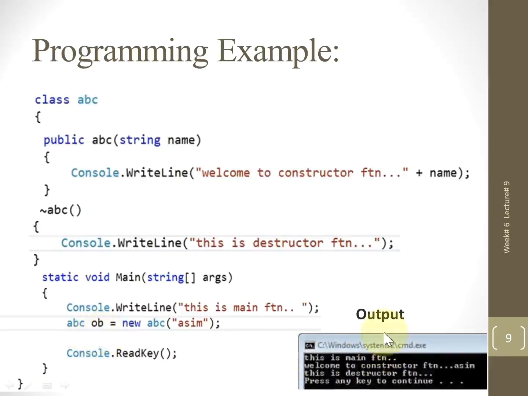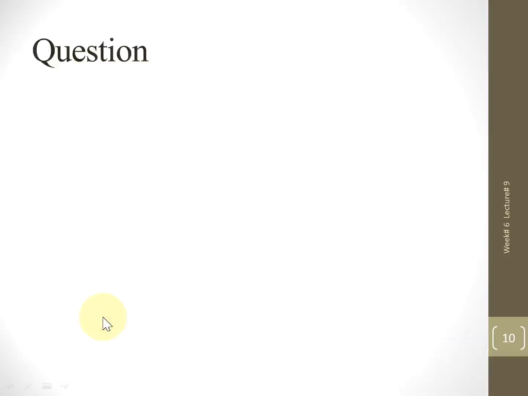So this is the output. First the main function is called, then welcome to the constructor function, and Asim, which we have sent as an argument. Then this is the destructor function. This function is called at the end, as you can see. But the main functionality of the destructor function is not to print this message, but to clean this object at the end of the project. So this is the programming example for the destructor function.